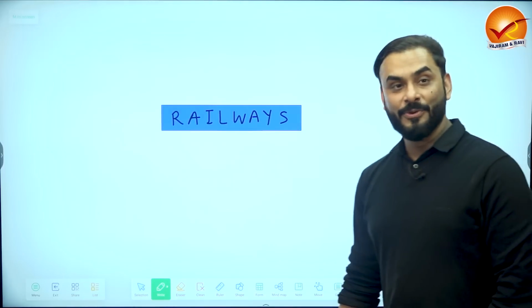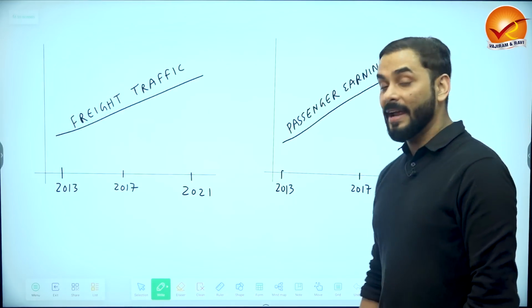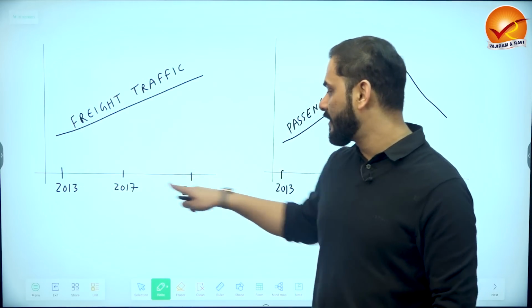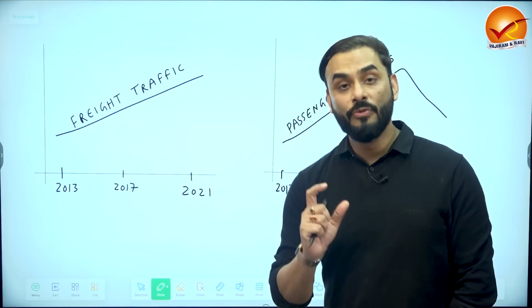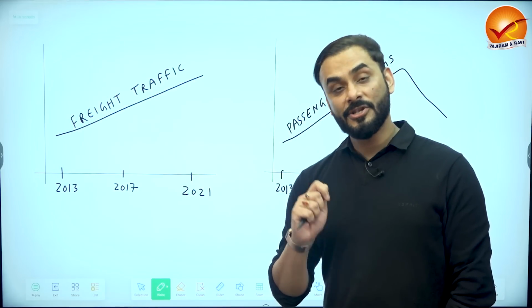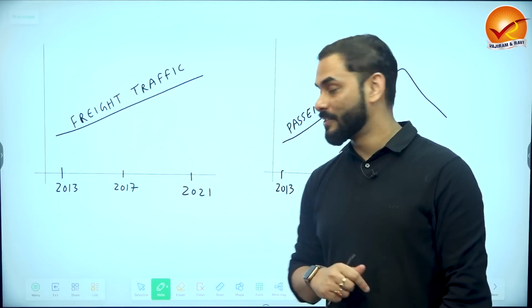Now guys, let us come to railways and see what is happening in the railway. The freight traffic in railway is increasing. Look at the years 2013, 17 and 21, which means movement of goods is increasing in the Indian railway. So industrialists are using railway to move their goods.